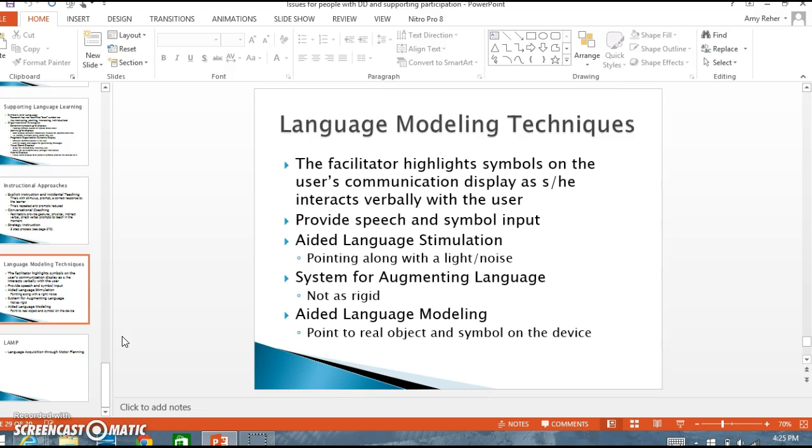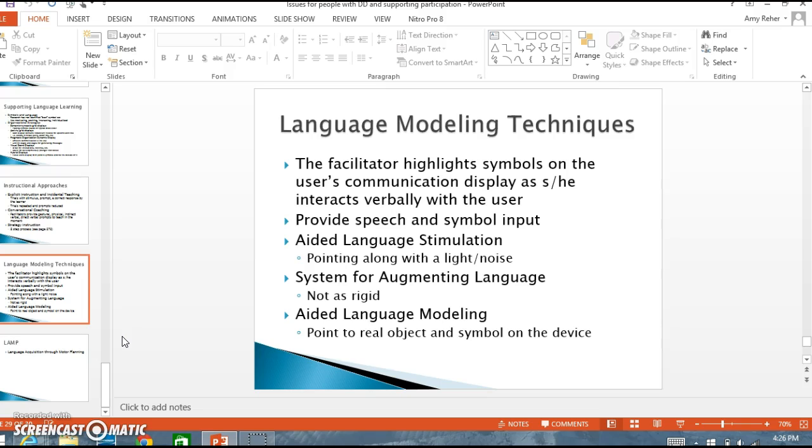Like I said, you can also use a light, or you can use some sort of pointer, just anything that's going to draw extra attention to the symbols that you're pointing to. The system for augmenting language is very similar to aided language stimulation. You don't necessarily need to use the light or the noise associated with it, though. It's not as rigid and not as formal, I guess.